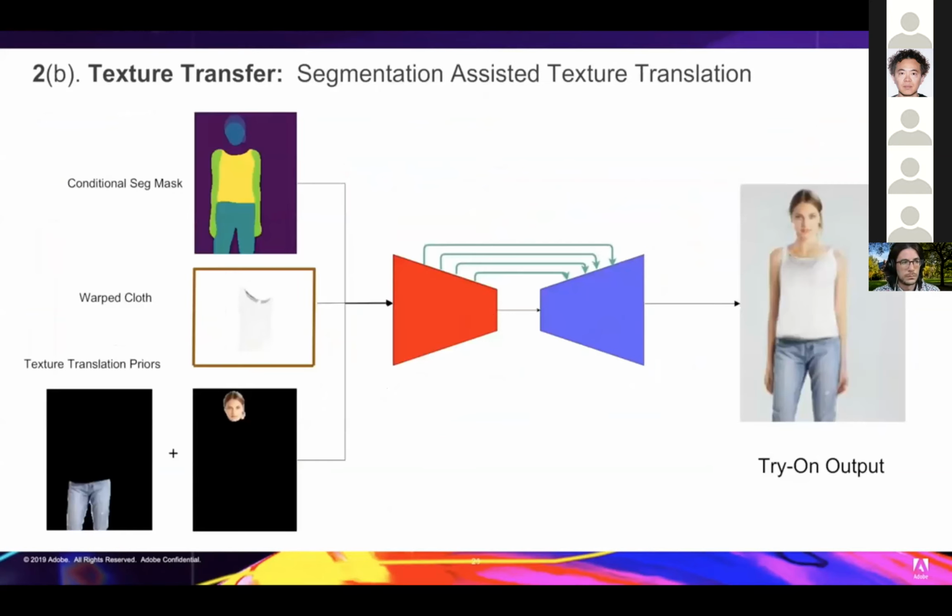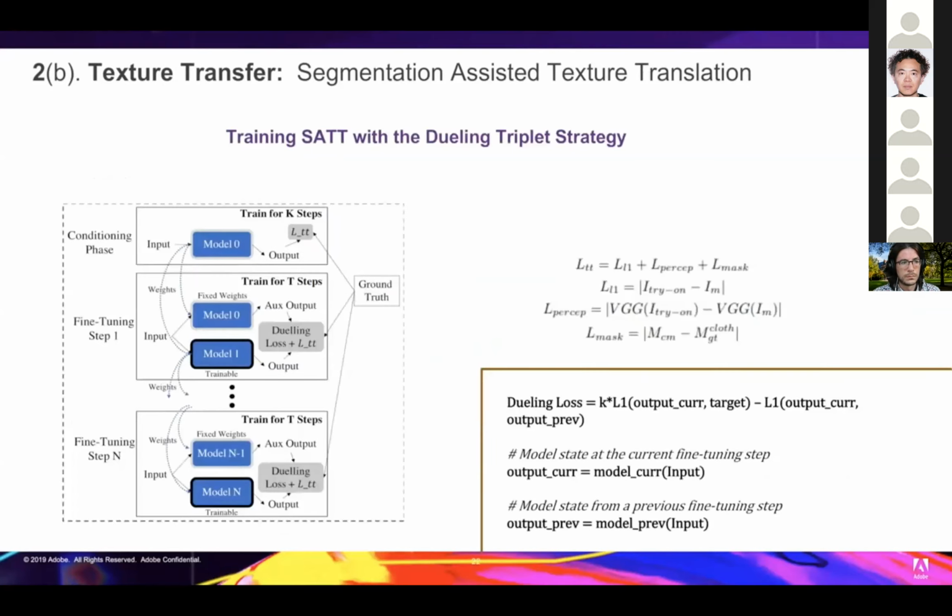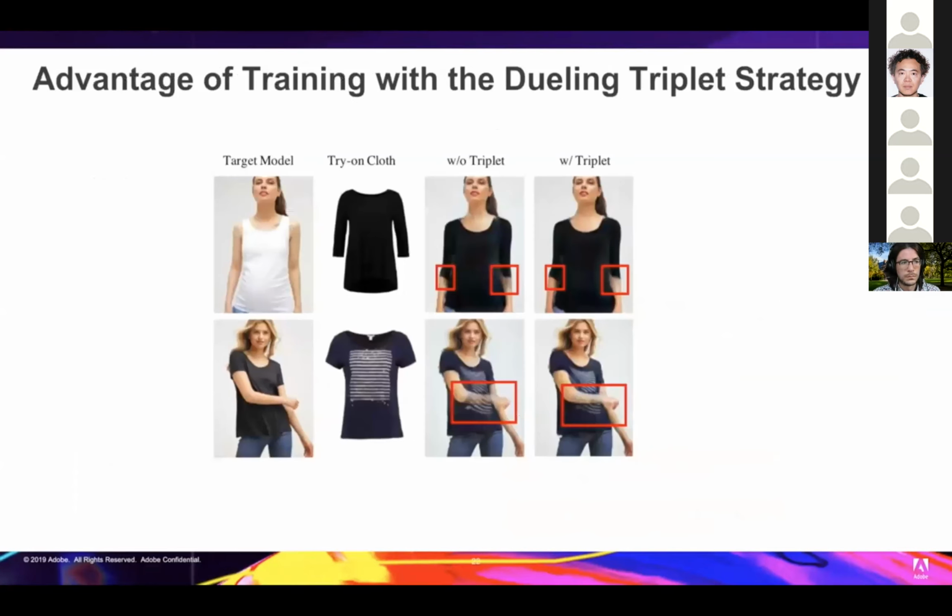In the second step, called texture translation, we predict the final try-on output. This is done by using the conditional mask predicted in the previous step, the warped cloth predicted in step 1, and a couple of texture translation priors. So these texture translation priors refer to components that are preserved during the virtual trial process and should be transferred as is. We train this translation network with a dual and triplet strategy, and empirical evidence suggests that training with this strategy helps to better handle bleeding and occlusion.